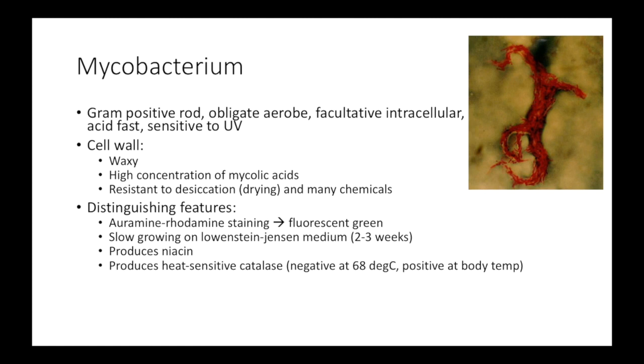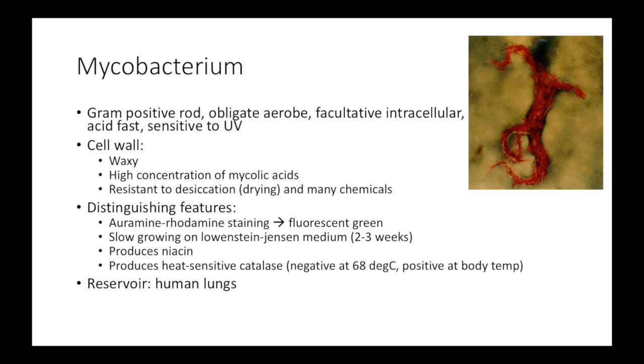Mycobacterium also produces niacin and also produces heat-sensitive catalase. And this is important because when doing a standard catalase test on a medium, for example, it's going to show up negative. But it will produce catalase that's going to be active at body temperature and do all of its fun stuff inside. Reservoir being your human lungs.